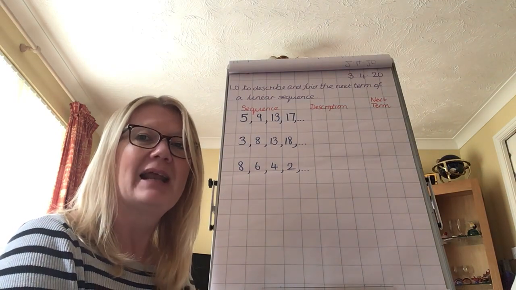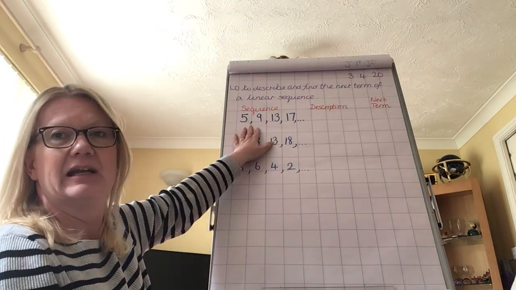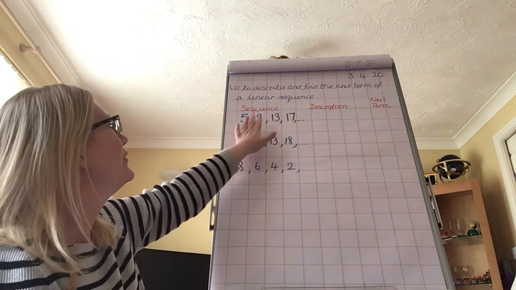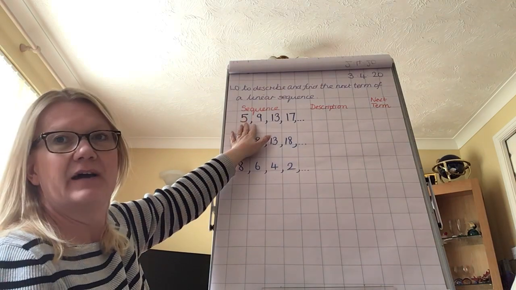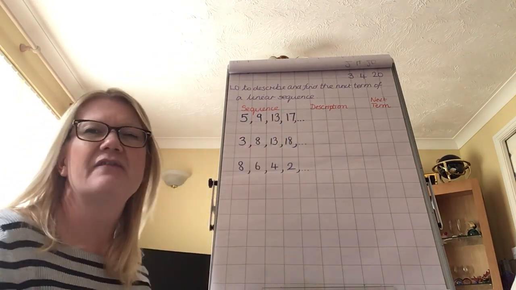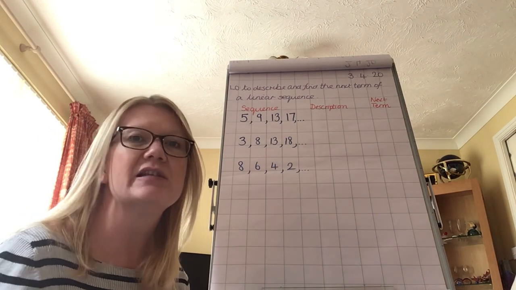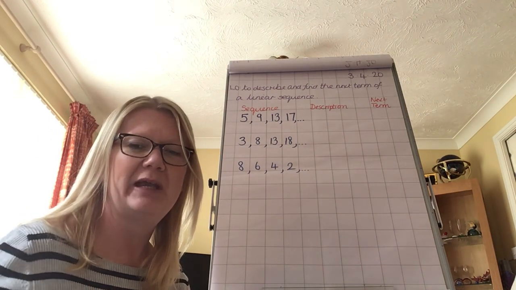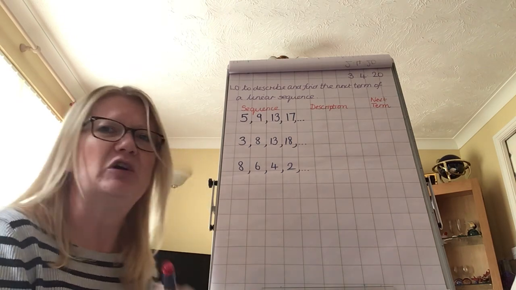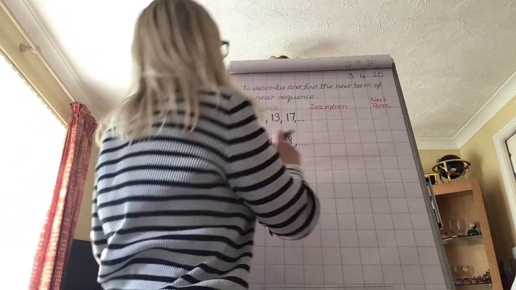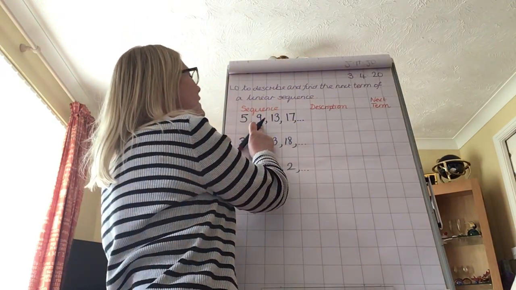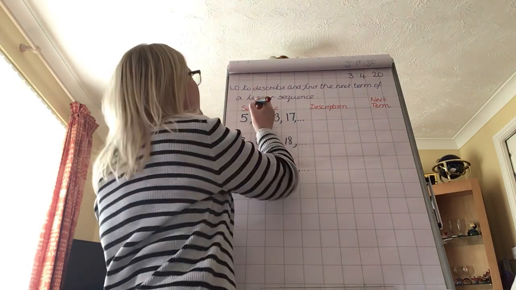Okay, so let's have a look at my first sequence that I've written up here. So I've made a little table. You know I like a table. So my first sequence is 5, 9, 13, and 17. So the first thing I need to do is describe the rule that we are using. So if I can find my red pen, let's have a look. What's the difference between 5 and 9? Okay, I think we all know that, don't we? It's 4.